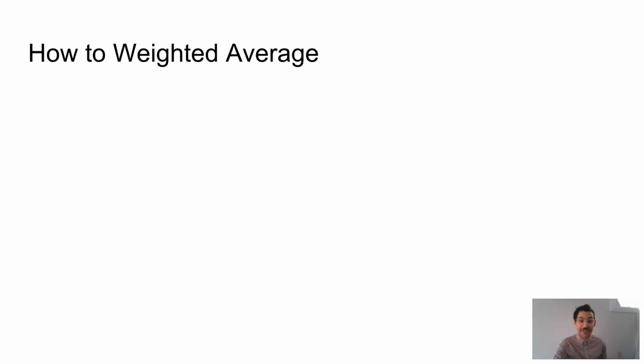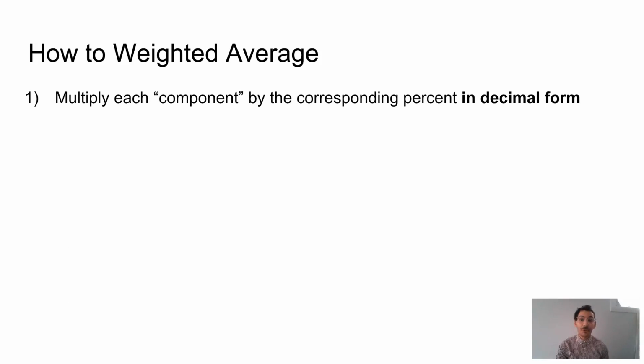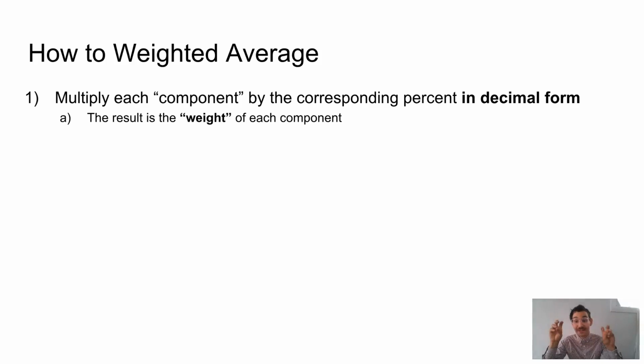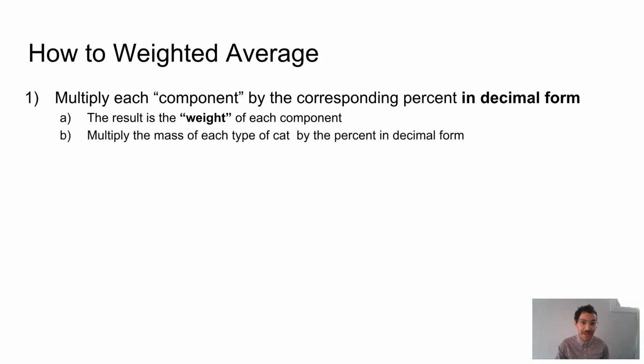So how are we going to actually calculate the weighted average? Well, we're going to multiply each component by the corresponding percent in decimal form. We have to convert the percentage to a decimal. And what that is going to give us is what I like to call the weight of each component. So in this specific problem, we're going to multiply the mass of each type of cat by the corresponding percent in decimal form.